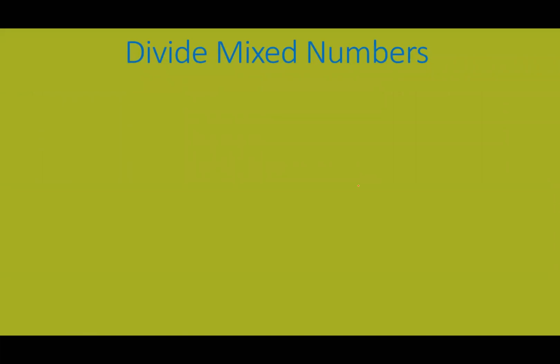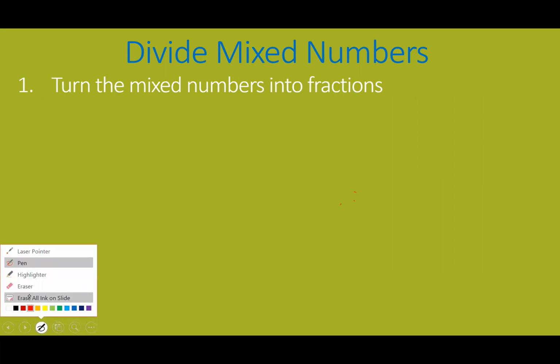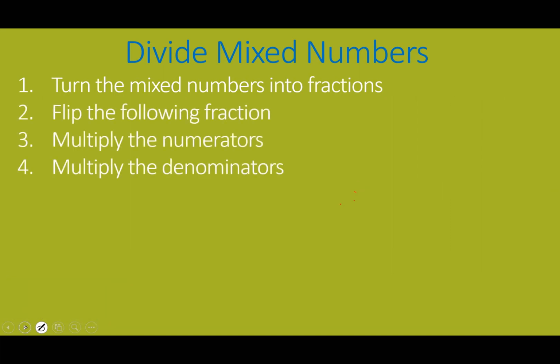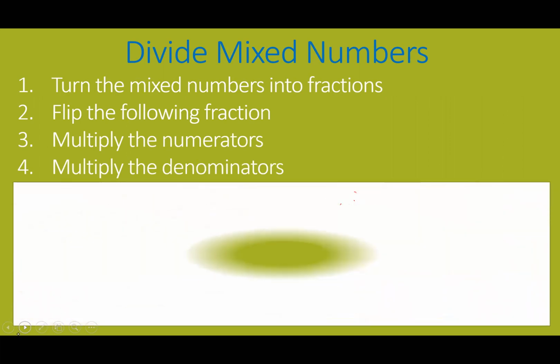Okay, now let's divide mixed numbers. Turn both of those mixed numbers into fractions. Flip the following fraction, multiply the numerators, multiply the denominators. All right. Let's start with 1 and 1/2 divided by 1 and 1/2.